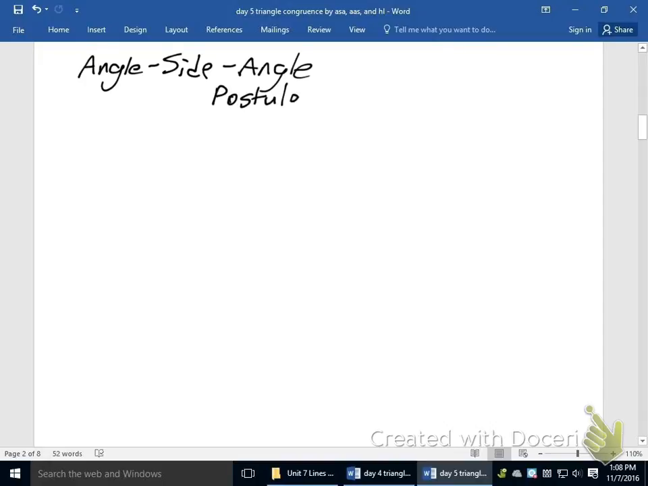And you can abbreviate that as ASA, as you've probably come to imagine after the previous day's lesson. What that looks like is that two pairs of angles are congruent and the side between those two angles is also congruent. So maybe a situation like that, where the side has to be between the two angles. That's where you'll use angle, side, angle postulate.